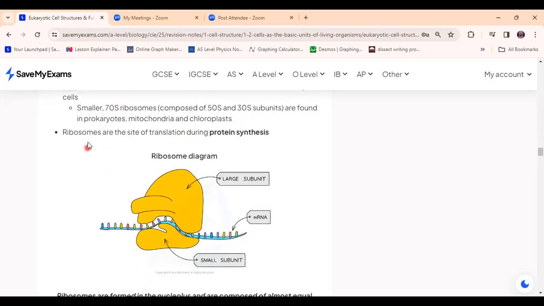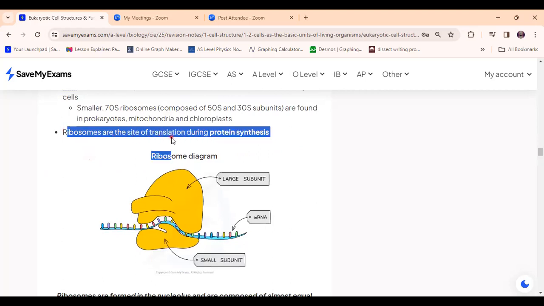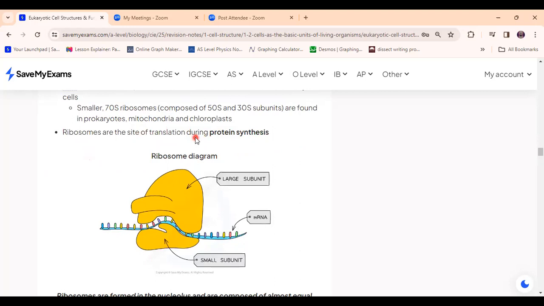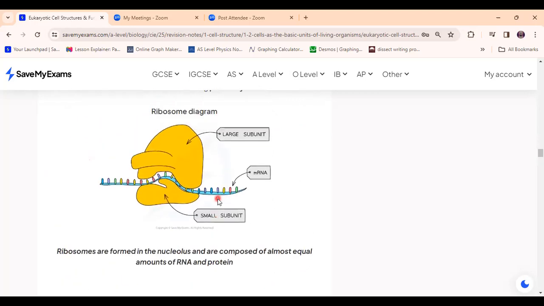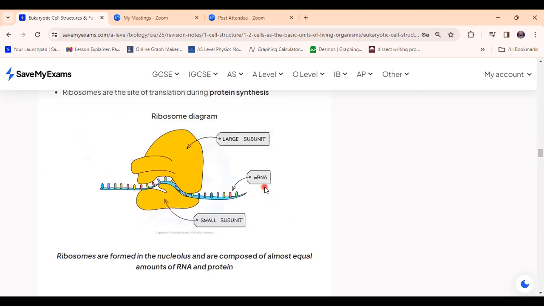Anyway, the function of the ribosome is just the site of translation during the process of protein synthesis. Now, why translation? Because it essentially translates. You've got mRNA, the messenger RNA, and it essentially translates this message to make proteins with the help of tRNA.